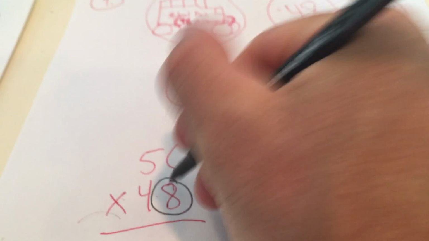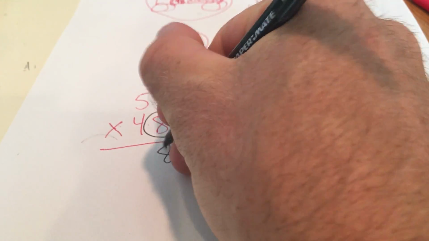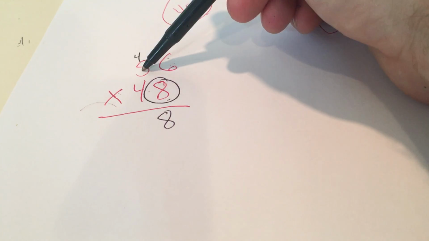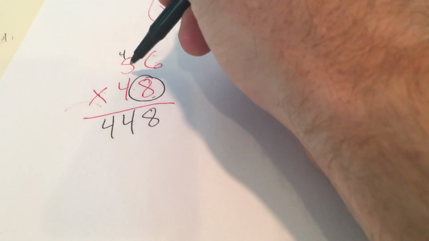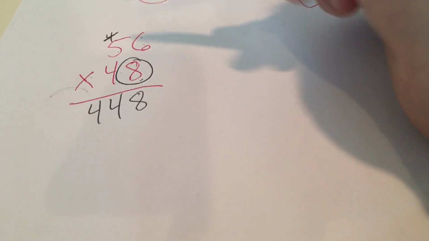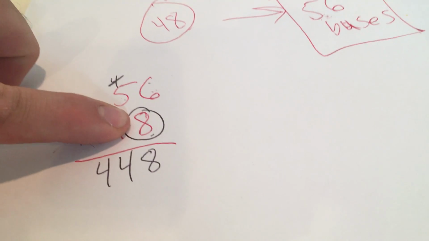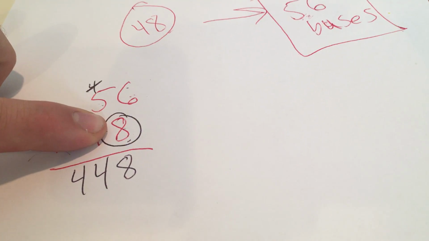So we're going to start in the ones place in the bottom right-hand corner. We're going to multiply the ones times these ones. So 8 times 6 is 48. Carry the 40 over to the tens place here. Then 8 times 5 is 40, plus the 4 that we carried makes 44. Okay, I'm going to cross off this 4 that I added. So all we did so far was 56 times 8. Okay, 56 times 8 is 448.